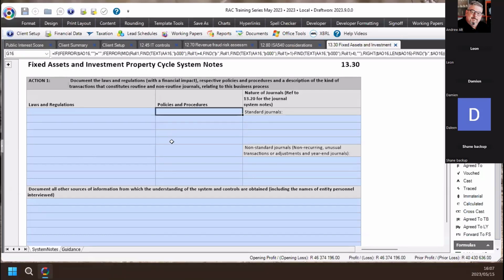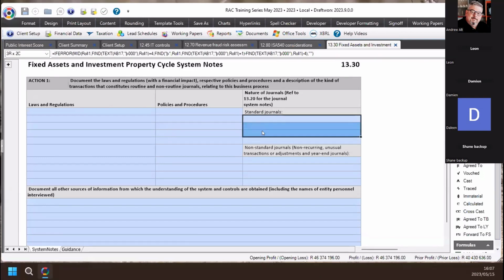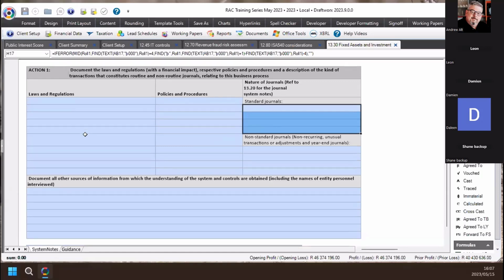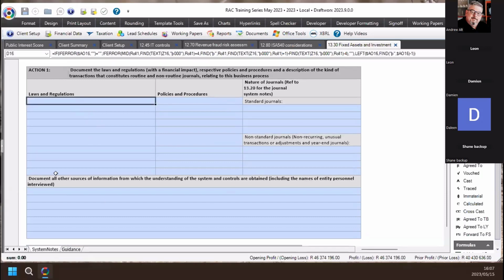So are they measuring PPE at fair value or at cost? Are there standard journals? So do they do monthly depreciation journals? Or are there any non-standard or non-recurring journals that get put in each year? There is nothing to distinguish it with at the moment, but these are all the darker blue. So this information will roll forward.